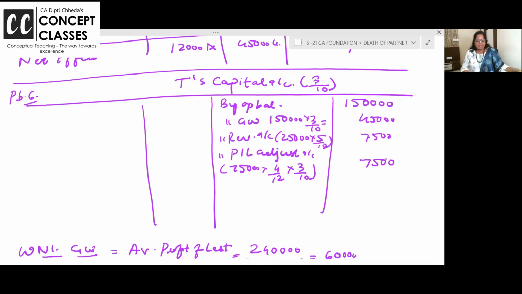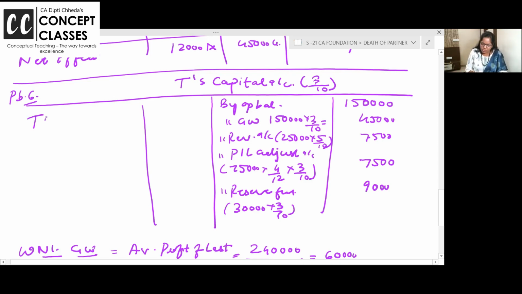That's it. You should give him any reserves if there are any. Yes, reserve fund is there. They don't know the reserve fund. How will you give? 30,000 is the reserve fund. In that, 3 by 10. 30,000 into 3 by 10. 9,000 is his share. Yes, that's all.